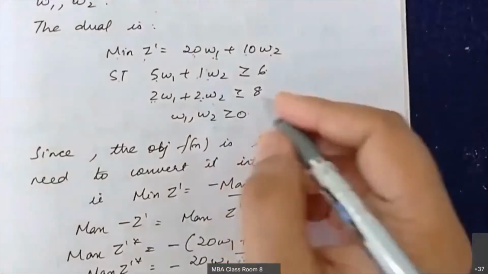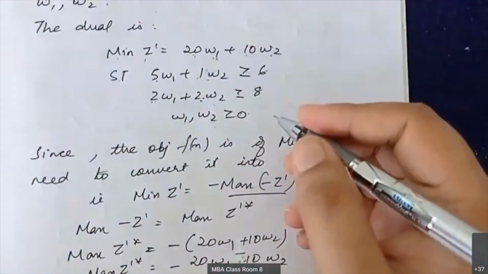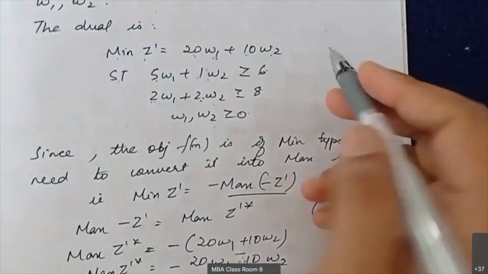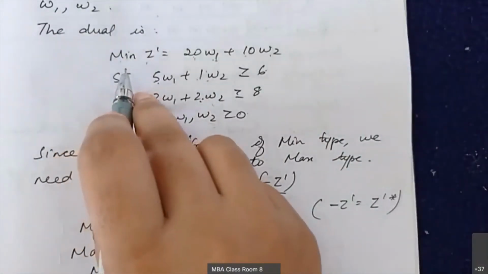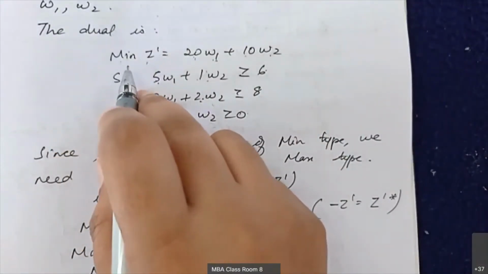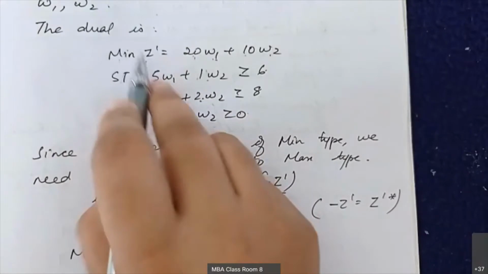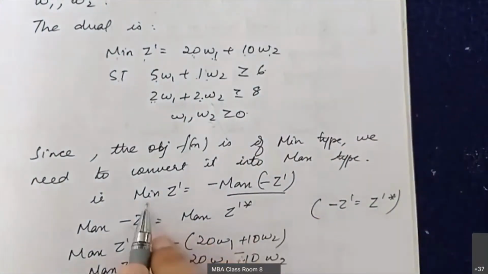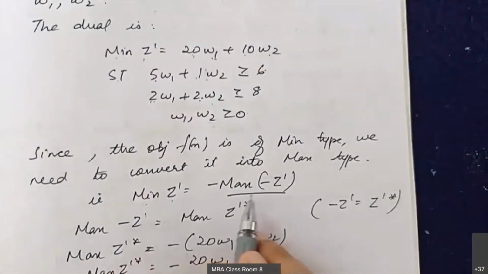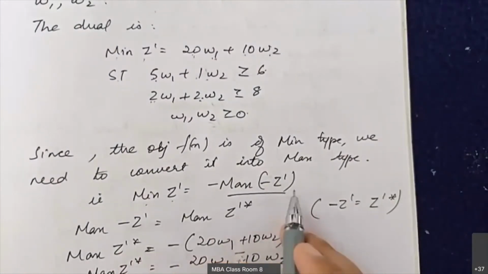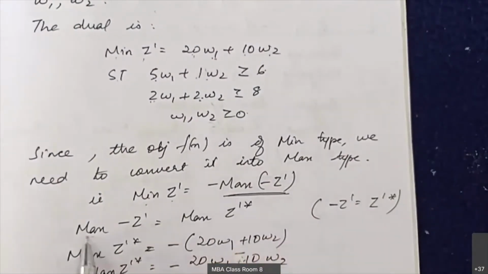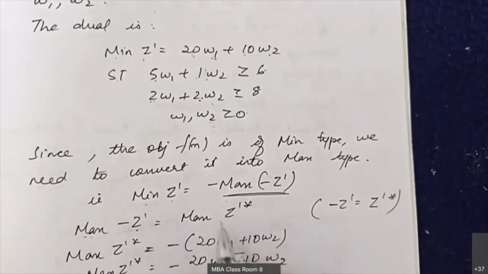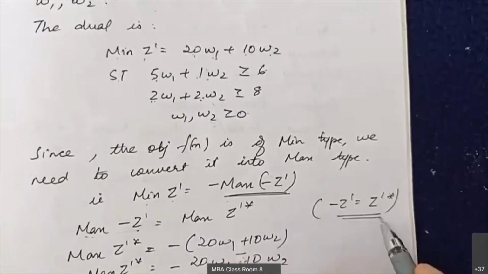Now we have to start the steps for solving the simplex problem. Before starting, we have to check whether the problem is of maximization or minimization type. Here it is minimization type, so we have to convert it into maximization. So minimization of z dash is equal to maximization of minus z dash. Instead of minus z dash, I'm writing it as z dash star. I have written the explanation over here.